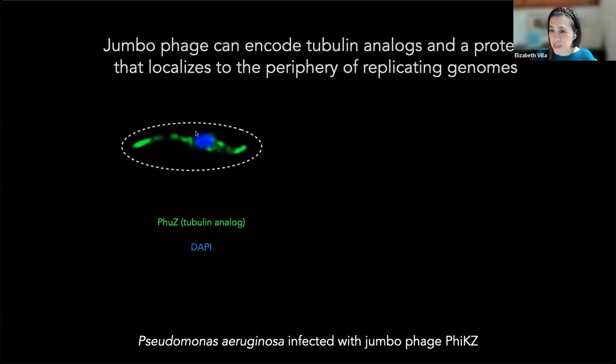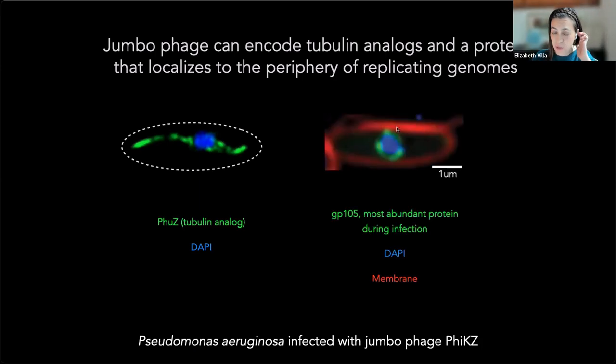All right, so this is what the FtsZ filaments look like here in green, and in blue it's DAPI. You can imagine this dotted line is the cell. And then when Joe fluorescently tagged this other protein, GP105, it seemed to localize to the periphery of the replicating genome. So here you see the cell in red, and then blue for DAPI, and then GP105 around the genome. And they're like, oh my God, it has a spindle. And now it looks a lot like the nucleus of a eukaryotic cell.